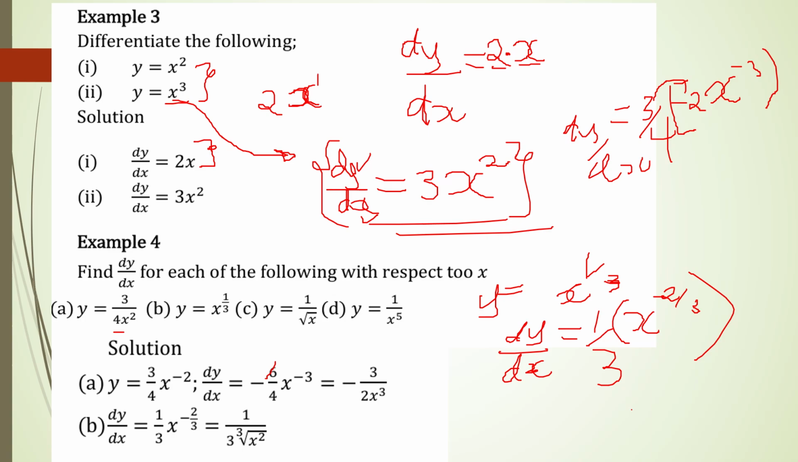So for part B, dy dx is going to be a third x power negative 2 over 3. Now remember that you have to take this down according to laws of indices. If you take this down, the power becomes positive. So it's going to be a third into x power 2 over 3, which can be written in this format. I hope you have understood that.